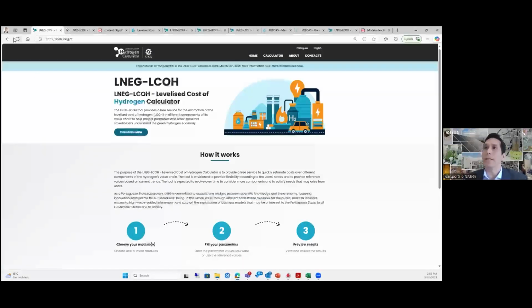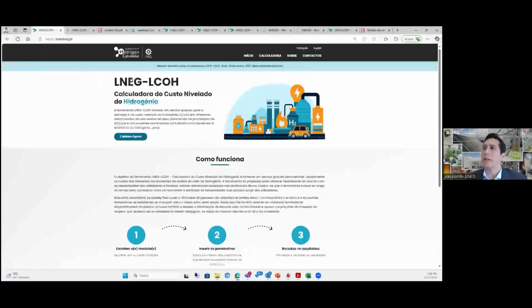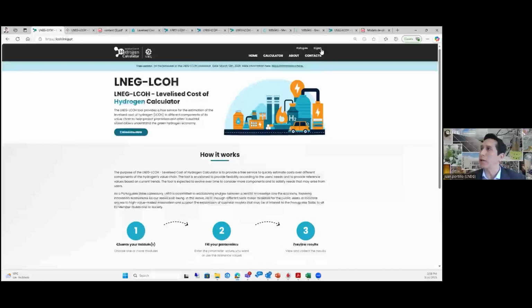So this is the site of the tool, and you saw a print screen. In here we have, let's say, the definition. This is in Portuguese. I will pass it to English, okay? As you can see, you can switch from one language to the other in the upper part. And in here we have the definition, or what the tool does. How it works is presented in the home page.